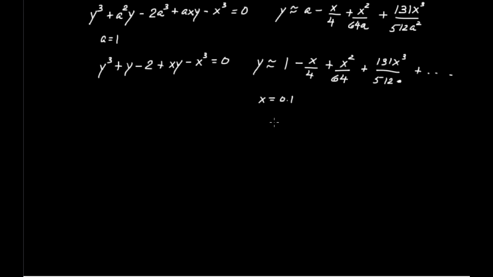And of course, if you wanted to ask the question at x equals 0.1, let's say, what are the corresponding y values? Actually, you're only going to get 1 here, but you can see that an approximation for this would be that y is going to be approximately equal to 1 minus 0.1 over 4 plus 0.1 squared over 64 plus 131 times 0.1 cubed over 512.